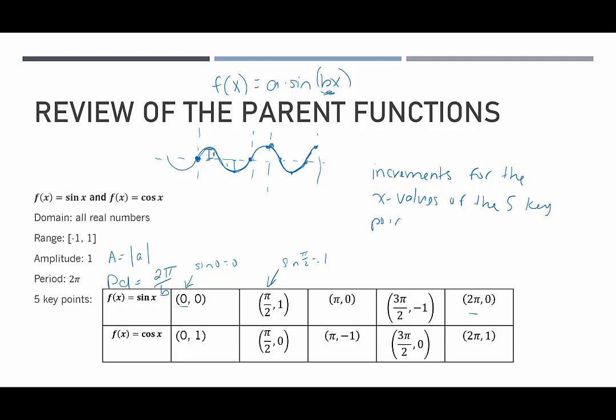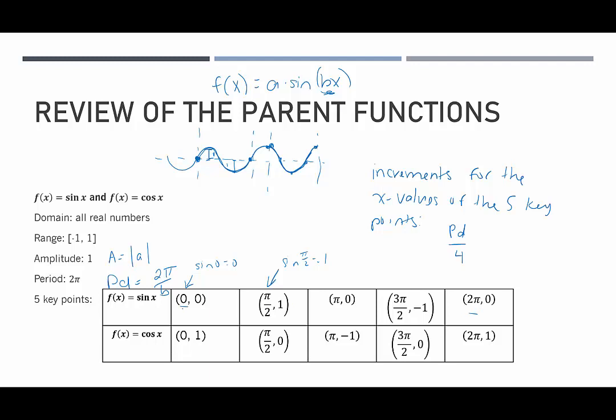And what you do is you're going to take the period and divide it by 4. Assuming we're not going to see any sort of horizontal transformations, we're always going to start at 0. And then to figure out the next one, you would do the period divided by 4, right? So if I did 2 pi divided by 4, I would get pi over 2, because that'd be 2 pi over 4, which is pi over 2.